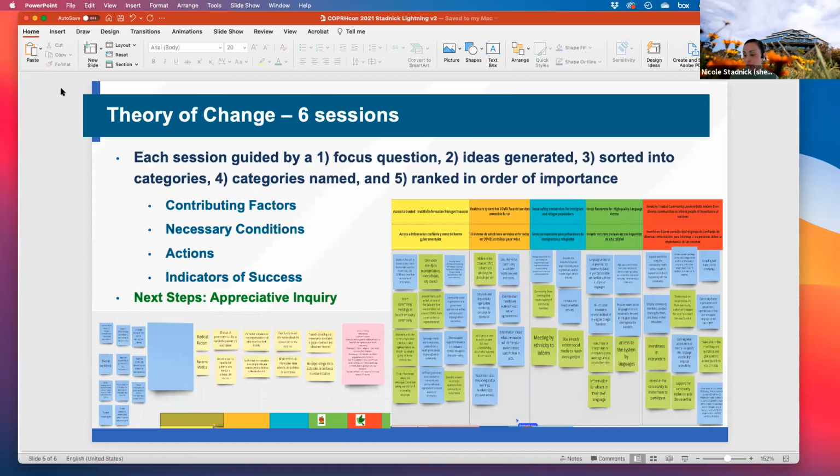And so what you see here are some of the Miro boards where we have sorted our ideas into different categories and then we named them. So for example, one of the necessary conditions for COVID-19 testing and vaccination equity was access to trusted, truthful information from government sources. So we went through that to elucidate the contributing factors, necessary conditions, actions, and indicators of success. Our next steps are now to engage our advisory board in an appreciative inquiry process where we evaluate the implementation of the actions that we set forth.